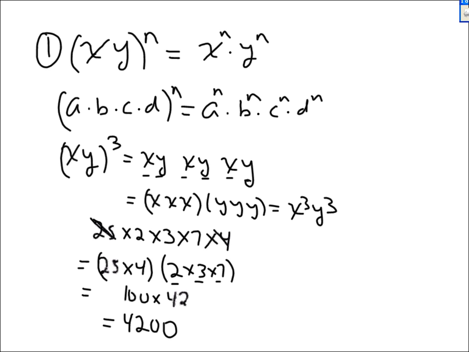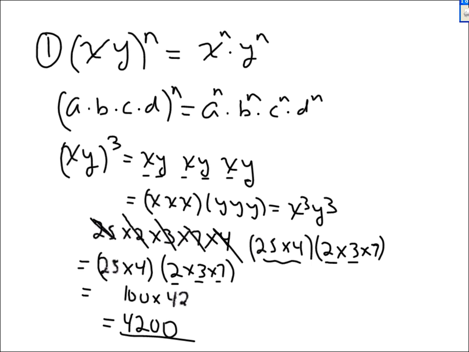You want to go 25, see if I can do this. 25 times 2 is 50. 50 times 3 is 150. 150 times 7 is 1050. And 1050 times 4 is 4,200. It was hard for me. But if I group it more friendly, like 100 times 4 times 7 is 42, 4,200, I can do these things in my head.